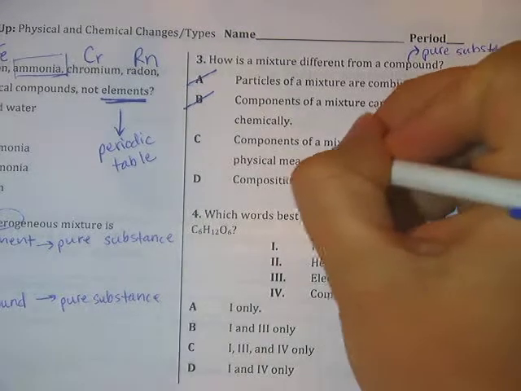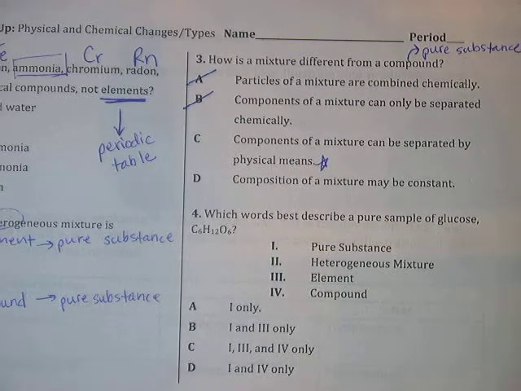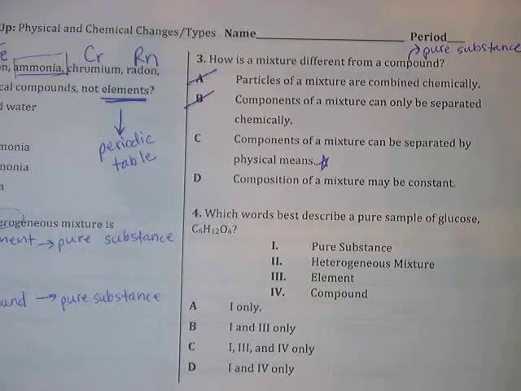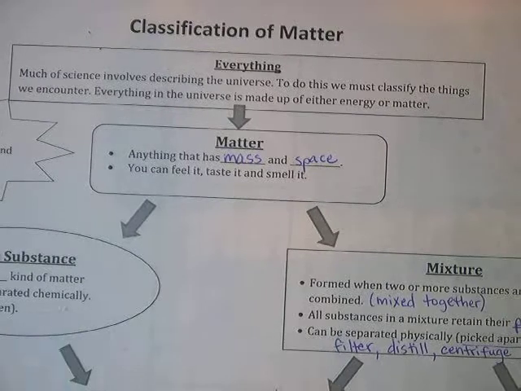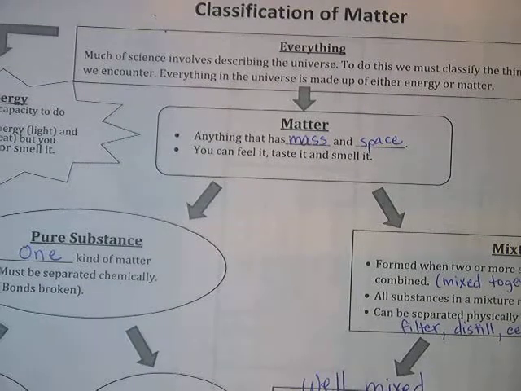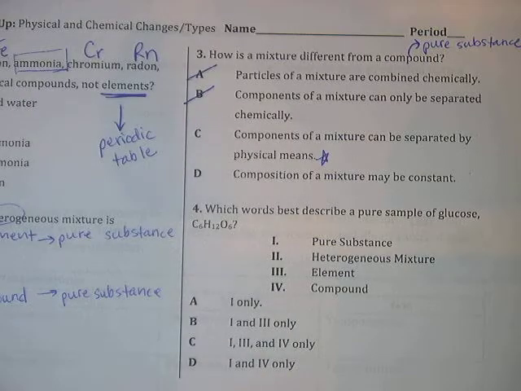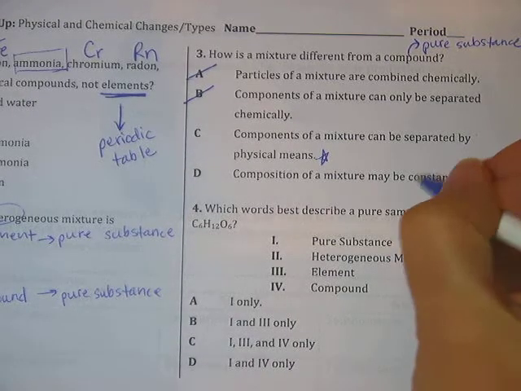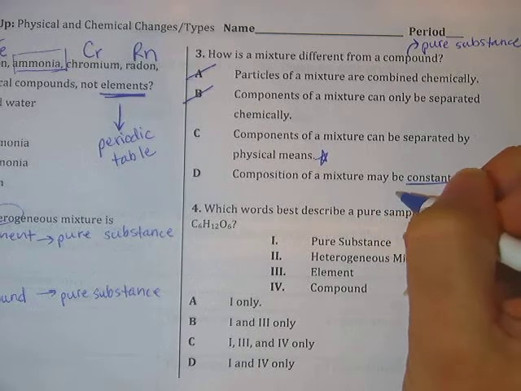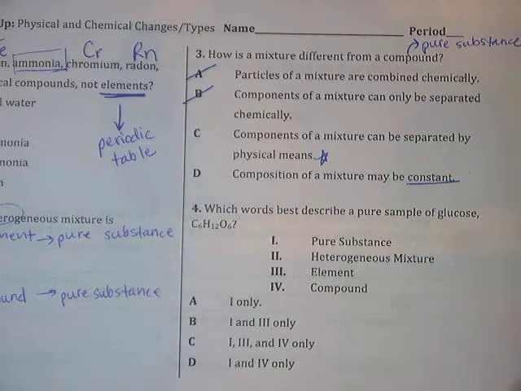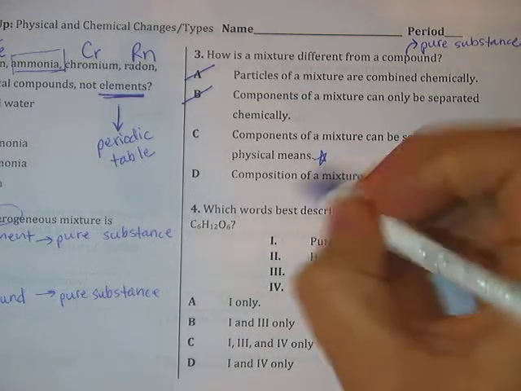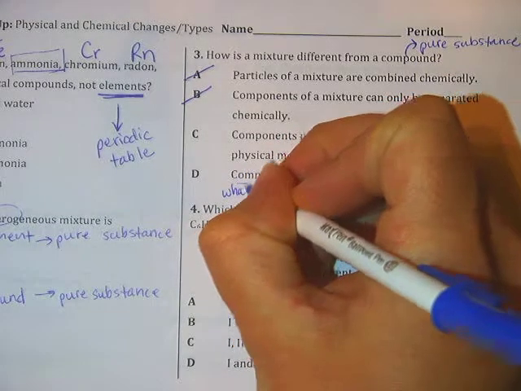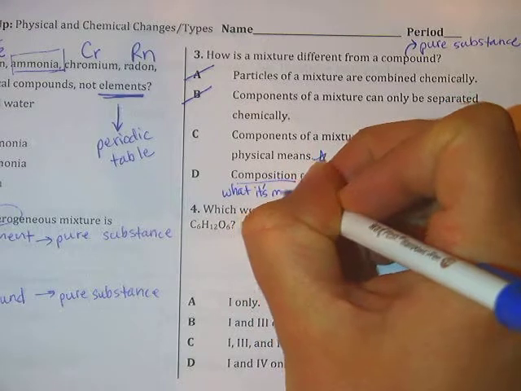That leaves us with C, which is looking like a pretty good answer choice, or possibly D, composition of a mixture may be constant. But if we look at our notes, I don't see anything about constant on either pure substance or mixture. We're going to have to think about what that word constant means to decide which set of our notes actually was talking about it. Composition being constant, that means that the composition is like composition being like what it's made of. First of all, let's make sure we know that word.